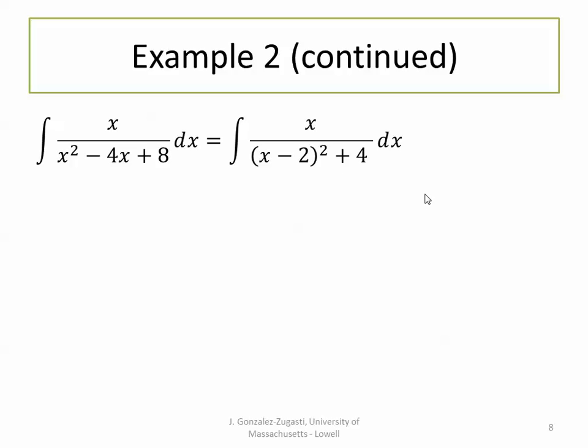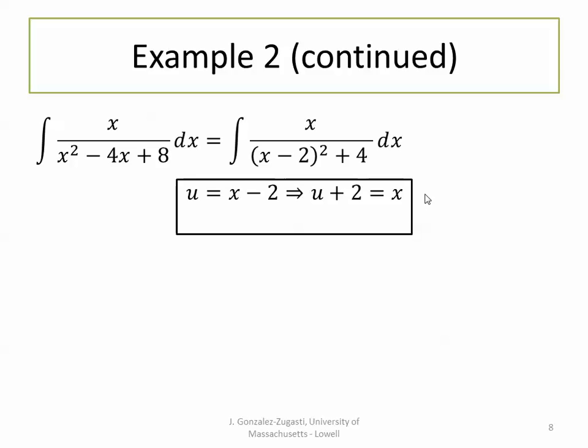So now we go ahead and make a u substitution of u is equal to x minus 2, which also means that u plus 2 is equal to x, and that du is equal to dx. Now if we make our substitution in, we said that x was going to be equal to u plus 2, dx is equal to du, x minus 2 is equal to u, so we get the integral of u plus 2 over u squared plus 4 du.